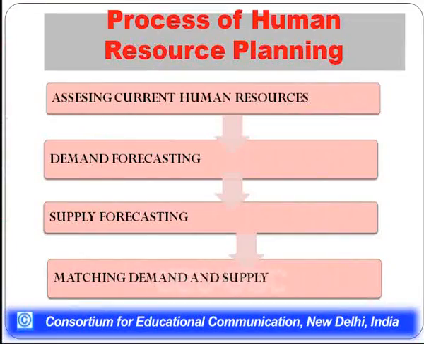And we have to match the demand and supply so that the position of surplus and shortage is minimized, and we have a judicious number which is part and parcel of the organization. So the surplus should not be there and the shortage should not be there. There should be a judicious number present in the organization.